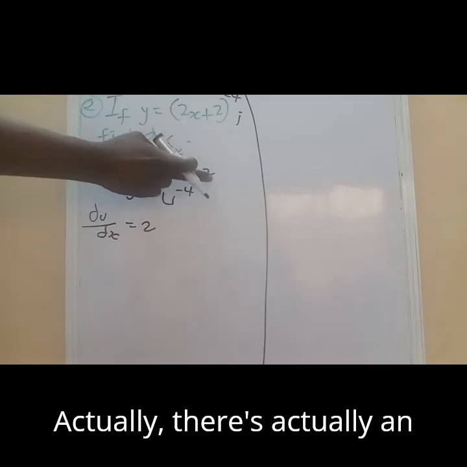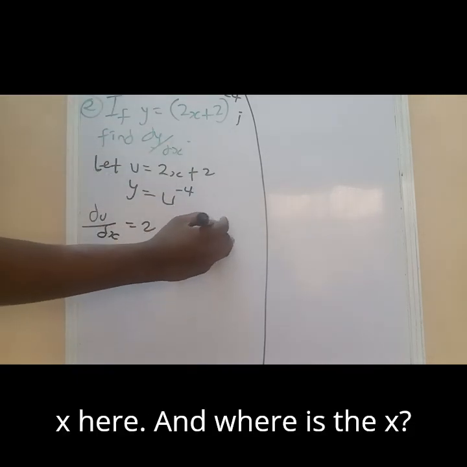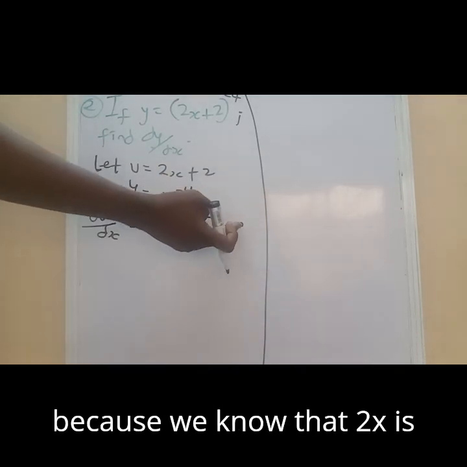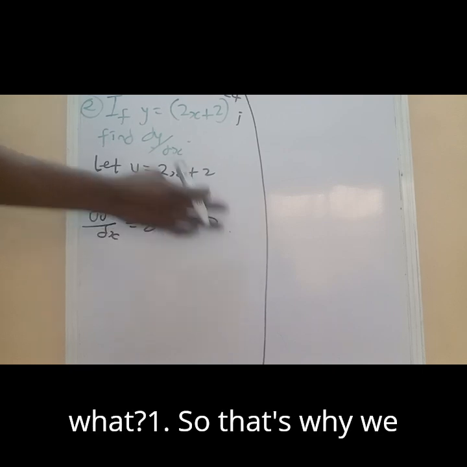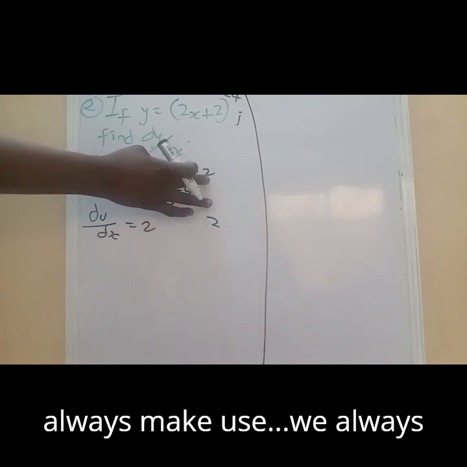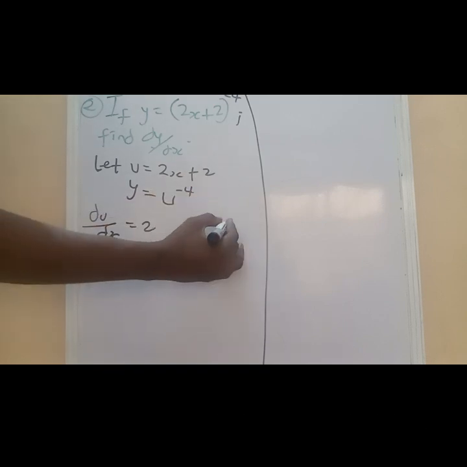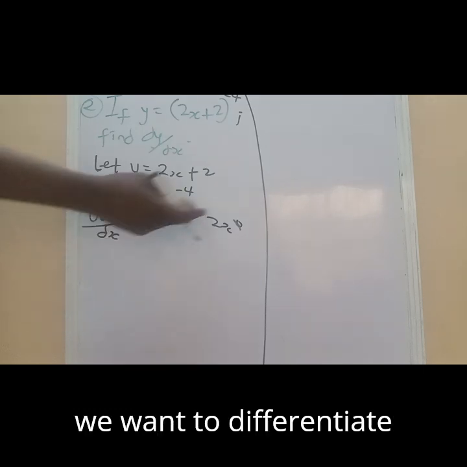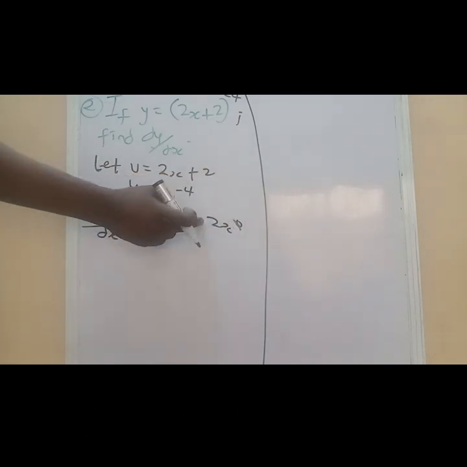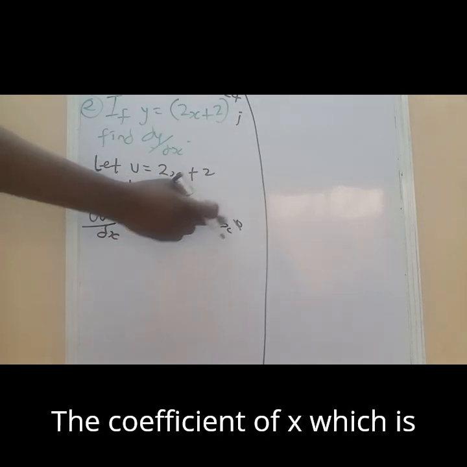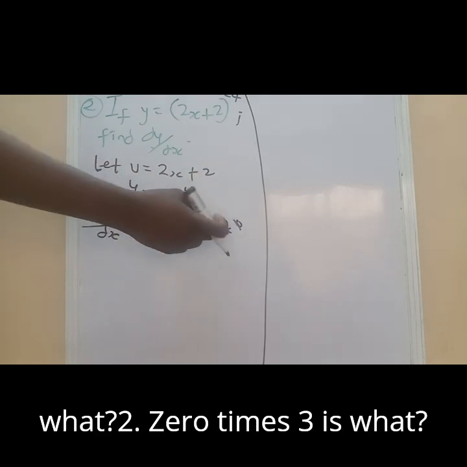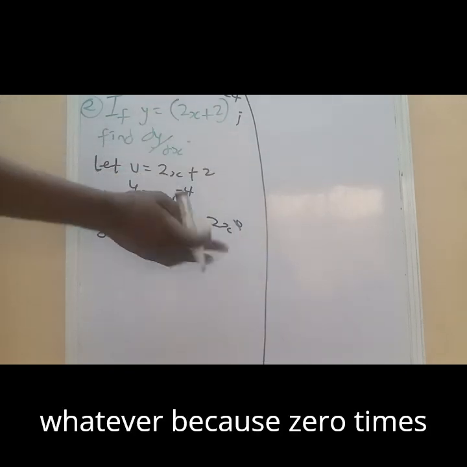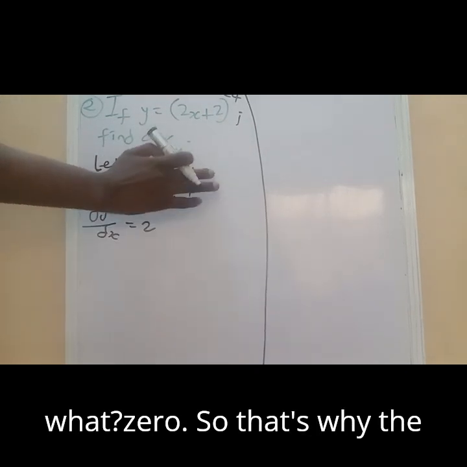Actually, there is an x here. And where is the x? The x is actually 2x raised to the power 0. Because we know that x raised to the power 0 is 1, that's why we always write just the constant. But let's assume we write the x here, 2x raised to the power 0, and you want to differentiate this. That will be 0, the power, times the coefficient of x, which is 2. 0 times 2 is 0. You don't need to say x raised to the power of minus whatever, because 0 times any number is going to be 0. So that's why the constant will not reflect anymore.